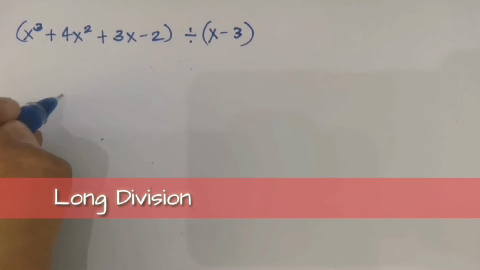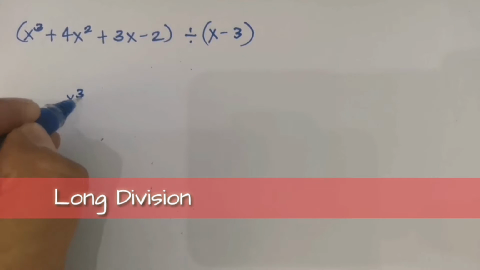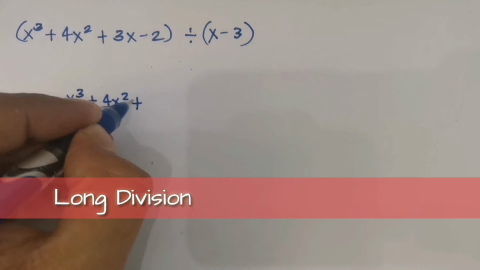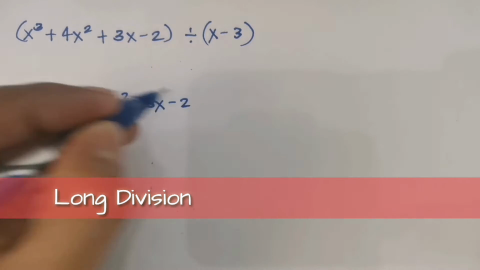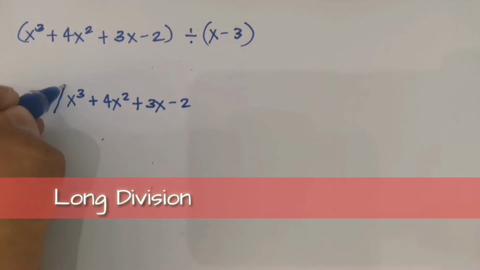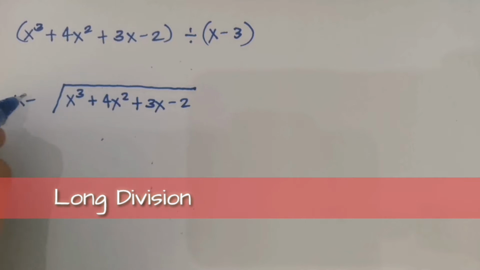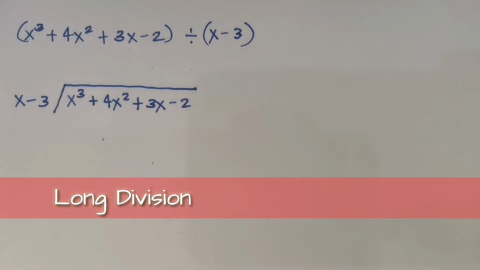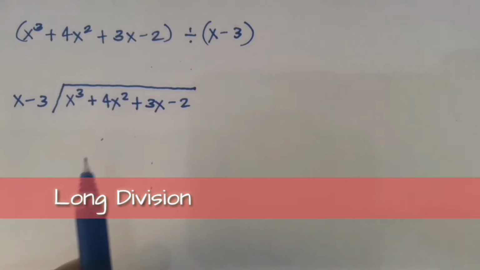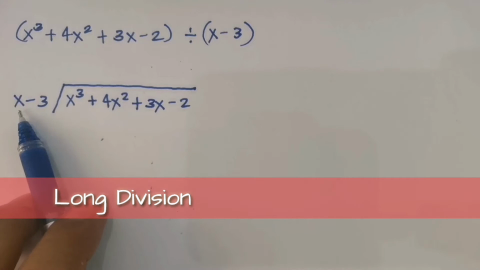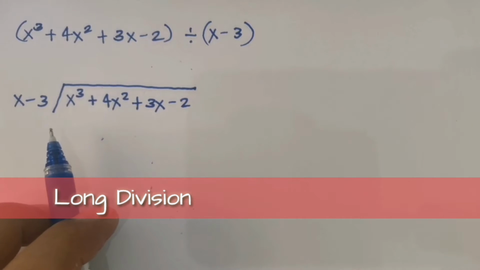So let's write x cubed plus 4x squared plus 3x minus 2, then the long division sign. The divisor will be outside the division sign, which is x minus 3. Okay? First thing to divide is the first term of the dividend, x cubed, by the first term of the divisor, x. That will be x squared.